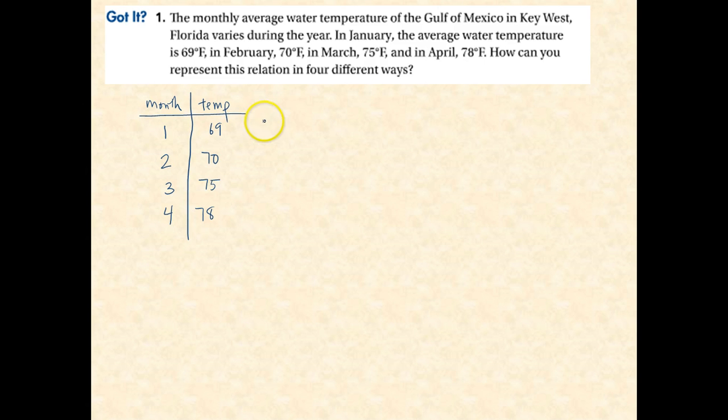I could also represent it as a set of ordered pairs: 1, 69; 2, 70; 3, 75; and 4, 78.